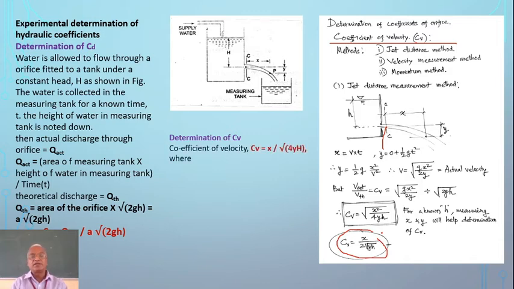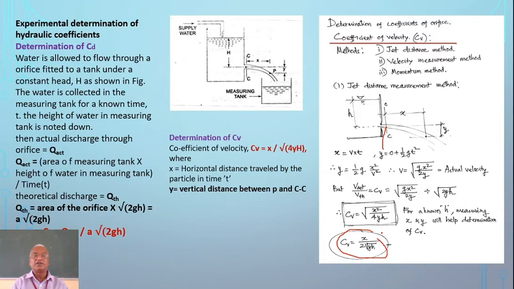Okay, the same thing is directly given. X is horizontal distance traveled, y is vertical distance between P and CC, and not CC but actual center of the orifice. Determination of CC: CD equal to CV into CC. We have found CV from the right hand side, and from the left hand side we have found CD also. So we know CD, we know CV. So the only unknown in this expression is CC. It can be found.